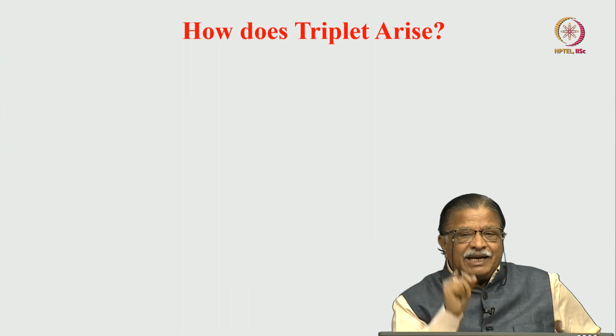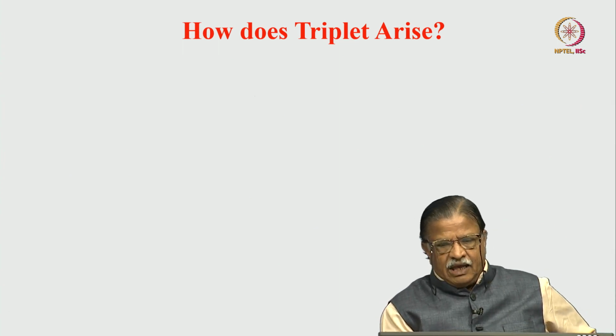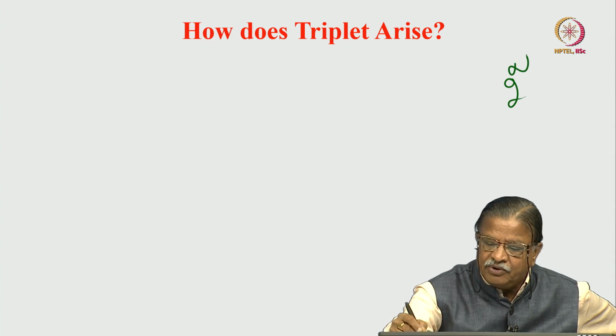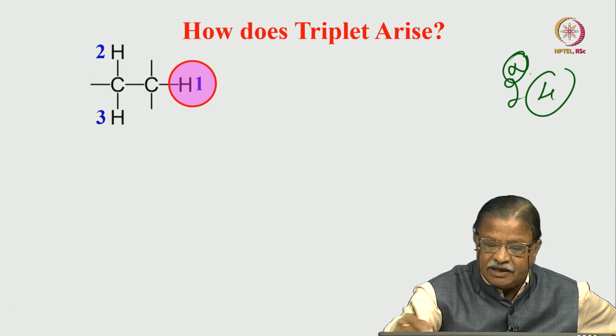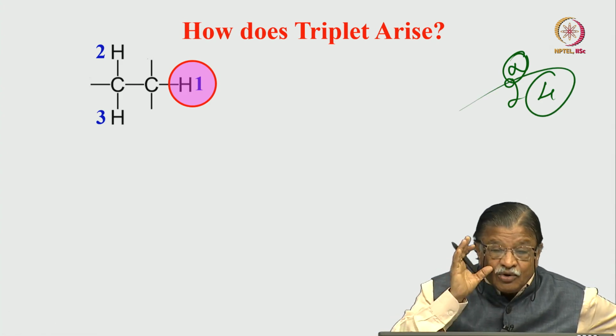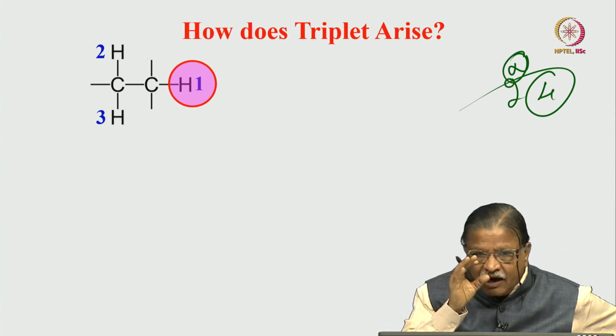Now how does this triplet arise? I told you any proton coupled to other protons, one proton coupled to 2, we should get 2 to the power of n transitions. 2 to the power of 2 is 4, you must get 4 lines. But why did we get 3 lines? That is because 2 of the lines are overlapped.